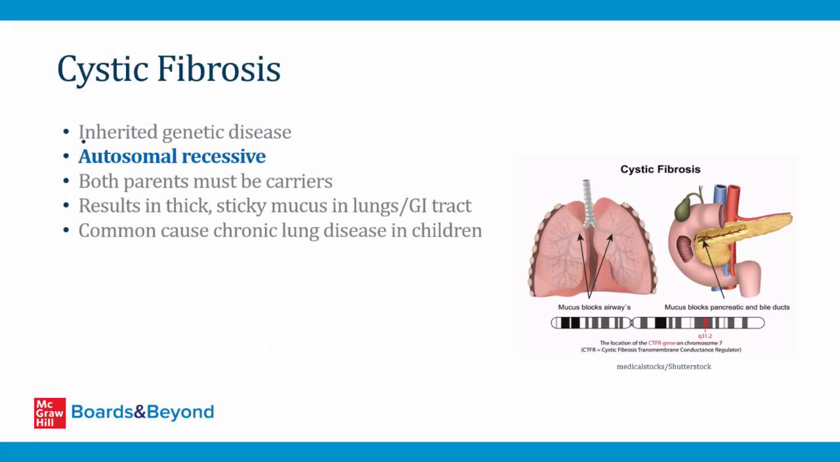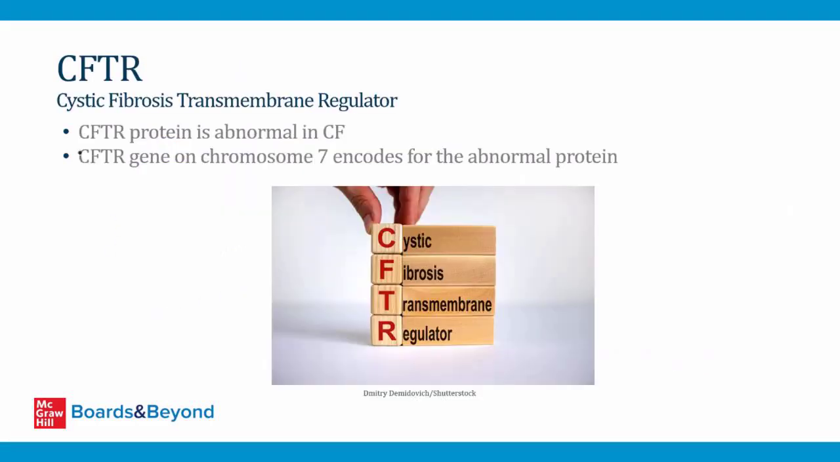Cystic fibrosis is an inherited genetic disease, and it's passed down from parents to children in an autosomal recessive fashion. This means that in order to have a child affected with cystic fibrosis, both parents must be carriers of one of the cystic fibrosis gene mutations, and we'll talk about those in just a minute. The result of this genetic disorder is thick, sticky mucus in the lungs and the GI tract. And for this reason, cystic fibrosis is a common cause of chronic lung disease in children.